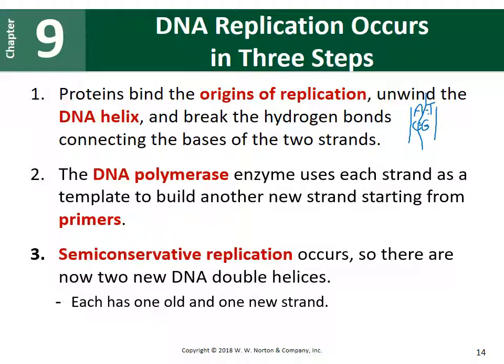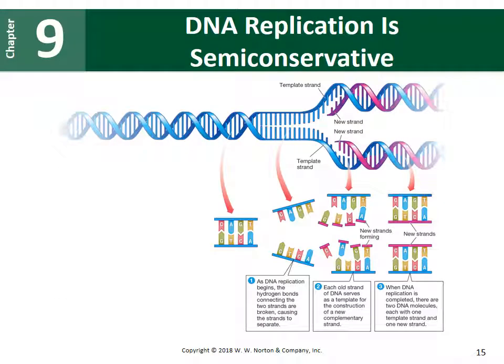Once each of those two new DNA double helix molecules has an old strand and the other side is a newly synthesized strand. So we'll take a look and I'll show you what this looks like. Up here we have our DNA double helix in blue. We have our origin of replication. A protein comes in and separates those two complementary blue strands from each other, so you have an opening right here.